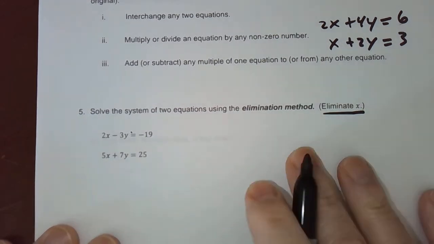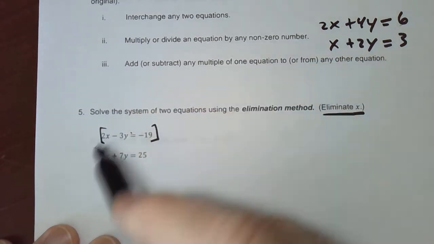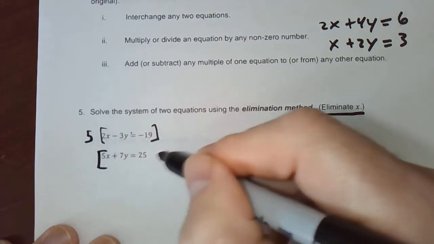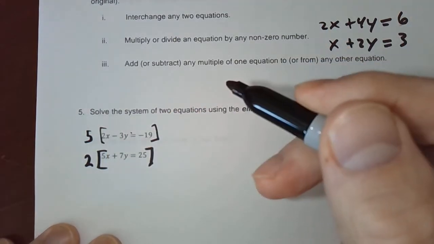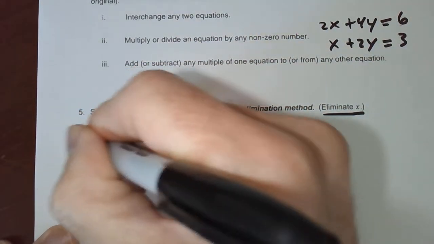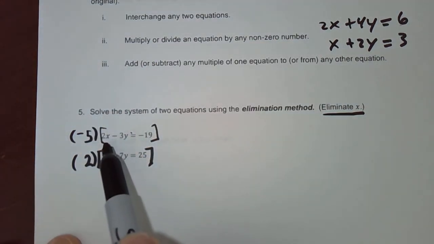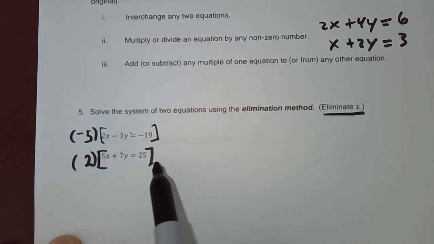But the simplest way is just to multiply this equation by this number 5, and multiply this equation by this number 2. Only we need to make one of them negative, so maybe I'll do the negative 5. So when we do that, notice we're going to get a negative 10x for this term, and a positive 10x for this term. But I have to multiply this negative 5 by every term in this equation, and this 2 by every term in the equation.